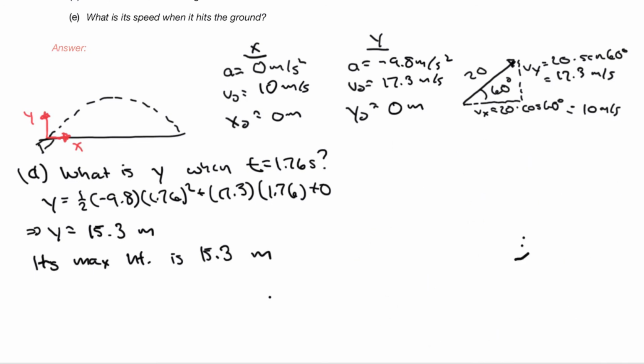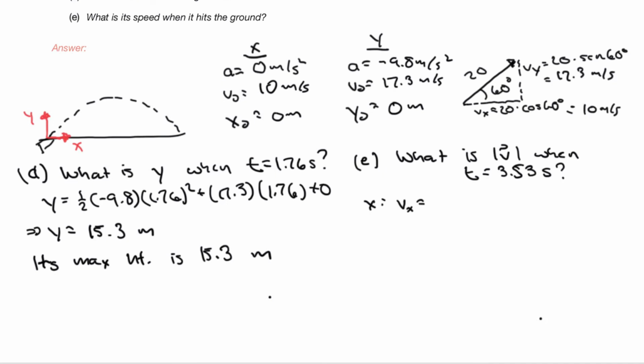In part E, we're trying to find the speed when it hits the ground. And again, speed is the magnitude of velocity, so we're asked, what is the magnitude of the velocity when t equals 3.53 seconds? We'll need to find both the x velocity and the y velocity. Let's start by looking at the x velocity. In this case, v sub x is equal to 0 times 3.53 plus 10, and so you get 10 meters per second for its x velocity.